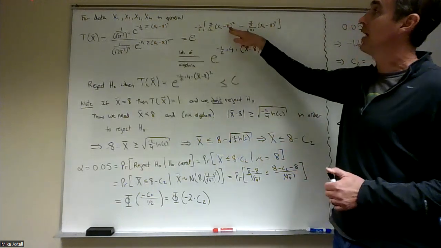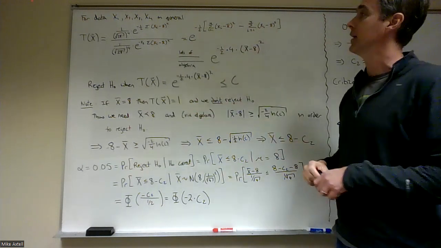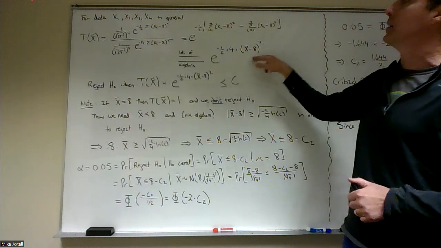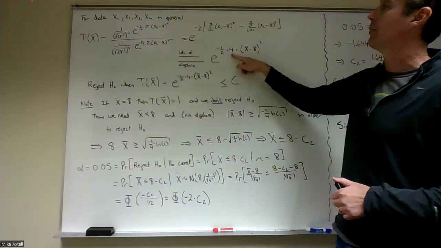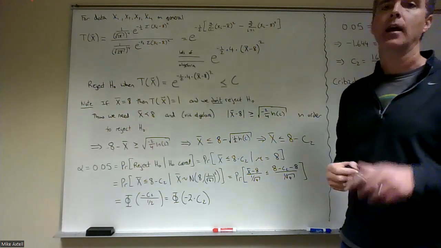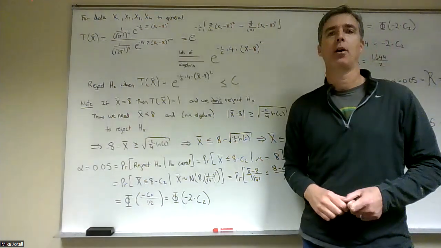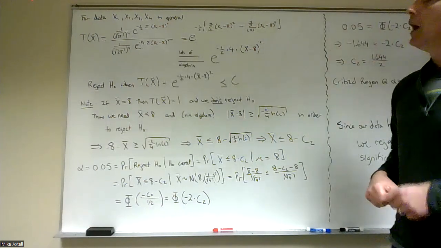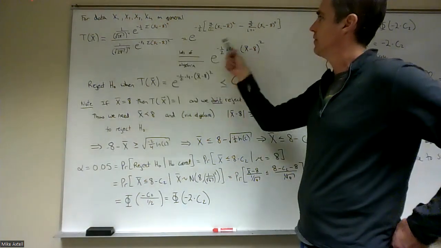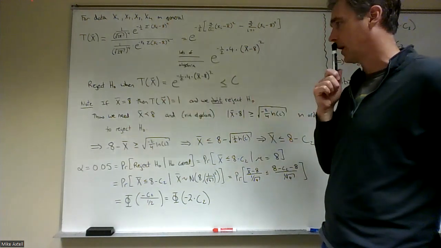Then I FOILed out all these squares and expanded all 4 of them together and did a bunch of algebra, and that exponent simplified to be the negative 1/2, and then 4 copies of the square of x bar minus 8. Bunch of algebra there. If it's a rainy day, crank through it. Just have yourself an algebraic party. Anyway, so we get to this. And then the likelihood ratio test tells us we're going to reject H0 when this value, the simplified value of T of x bar, is less than or equal to some C.